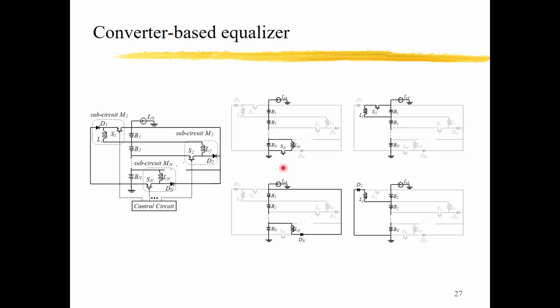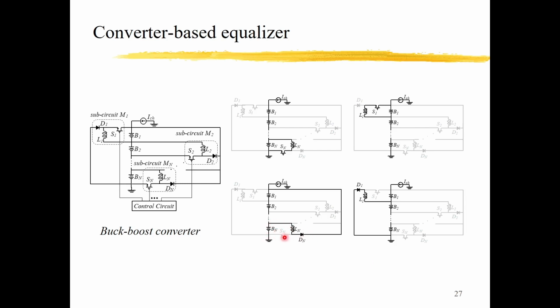And then there is the converter-based method. Here we have several converters. Actually, they are identical converters. Here we use a buck-boost converter. They are basic power electronics DC to DC converters.